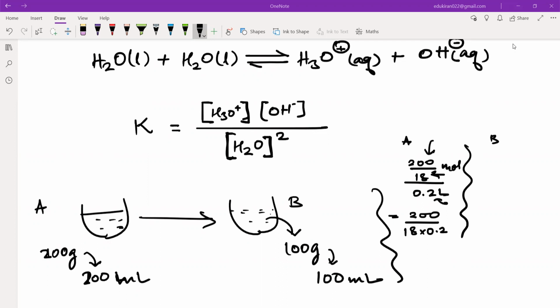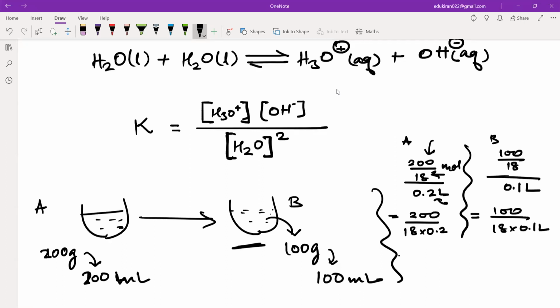What will be the concentration in B? How should I write that? What is the given mass in B? The given mass is 100. So 100 divided by 18 will give me the number of moles, divided by 0.1 liter, right? Yes or no? Okay. So again, I can write 100 upon 18 into 0.1 liters.